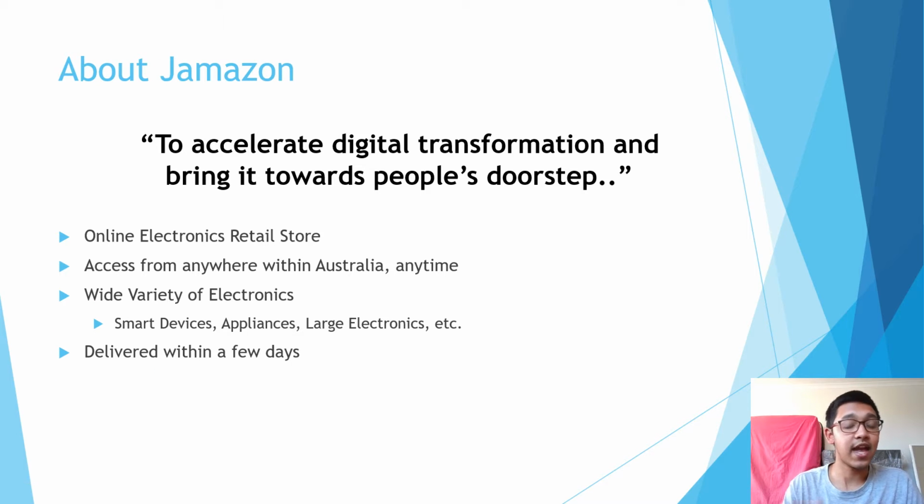So Jamazon is an online electronics store where customers can access from anywhere within Australia at any time through our web portal. What makes Jamazon unique is a very wide variety of electronic devices, including smart devices, appliances, large electronics, and many more. What makes it better is that we deliver it within a few days, where orders are retrieved from our web portal, because we want to provide the best customer experience. And thus, our mission statement is to accelerate digital transformation and bring it towards people's doorstep.